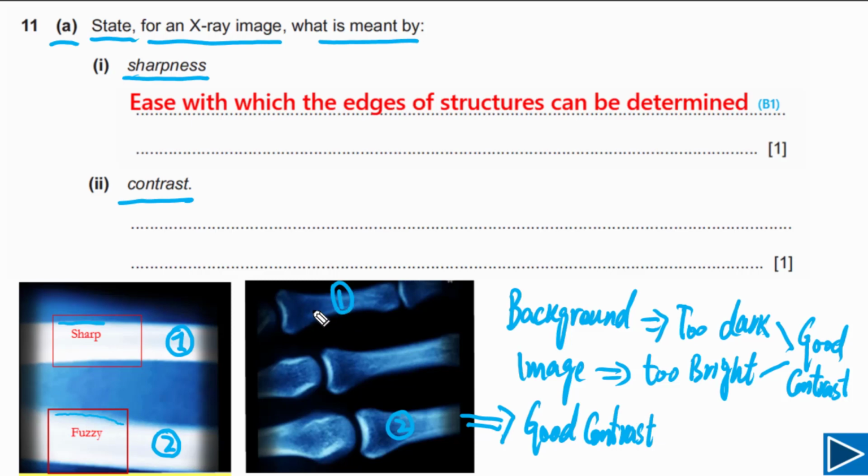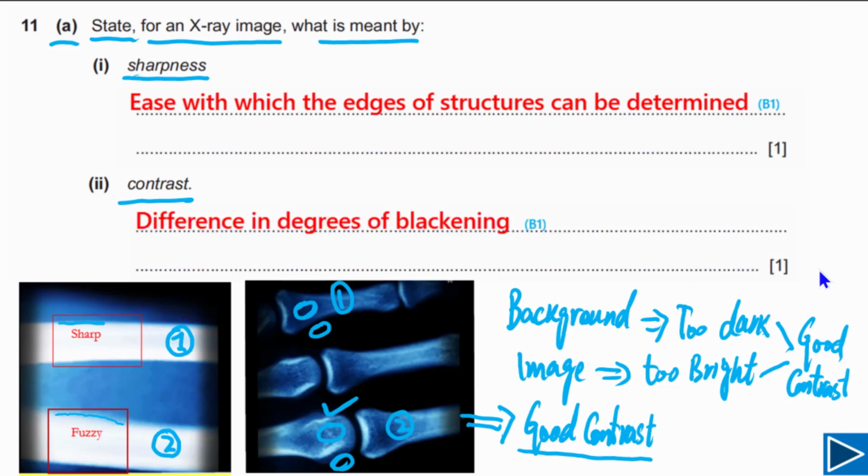Because if you look at the 1, especially if I look at this part, you can see this is dark, this part is dark, and the background is also dark. So it means there is not very good contrast. But if you look at this image, even this part, for example, is not as dark as this one. It is brighter as compared with 1, and the background is the same, too dark. So it means this one has better contrast. So the difference in degree of blackening in this case is higher, in this case is lower. So this one has good contrast.